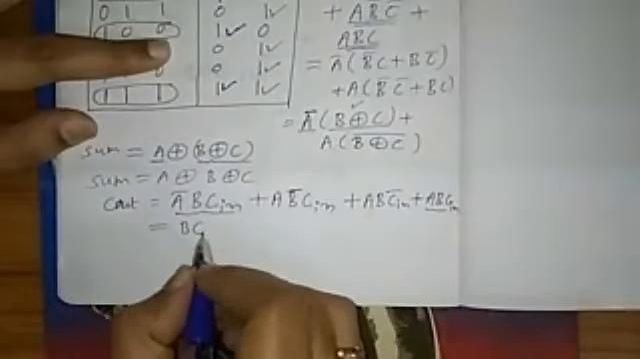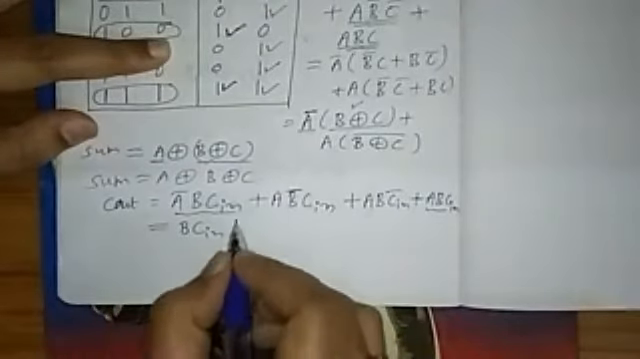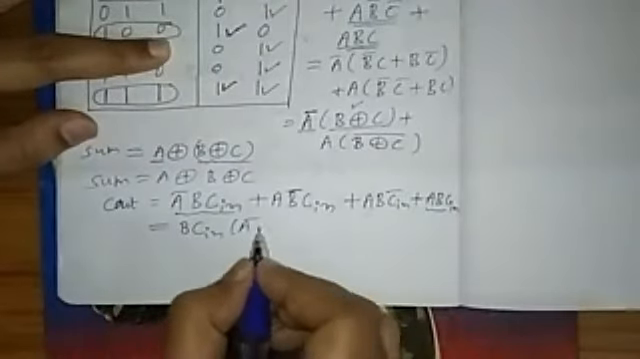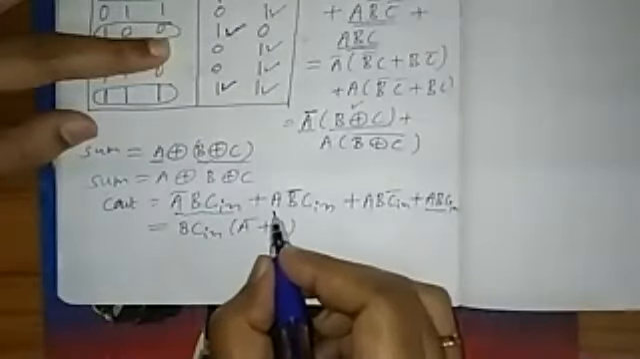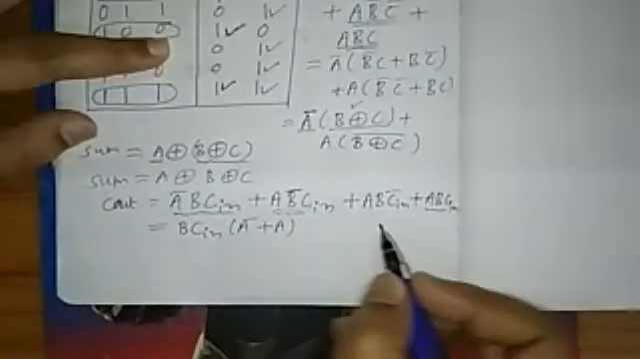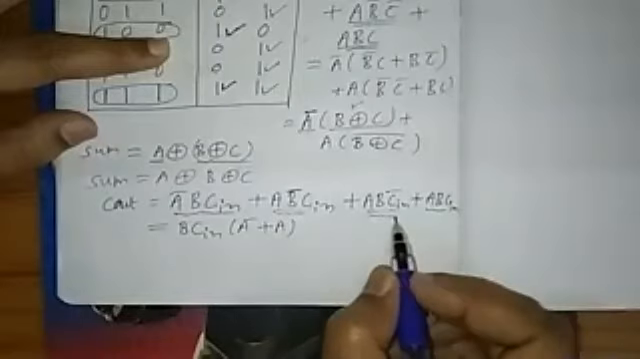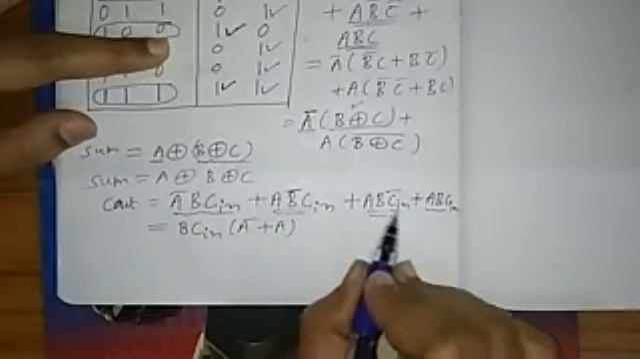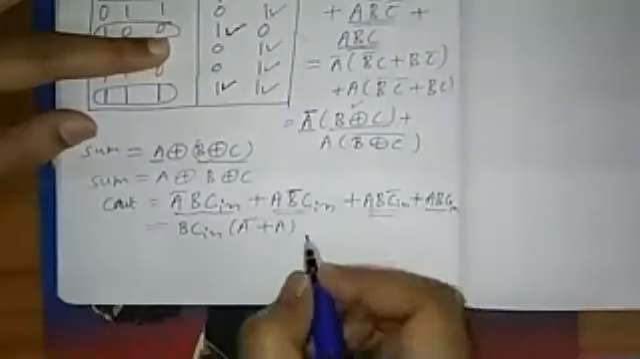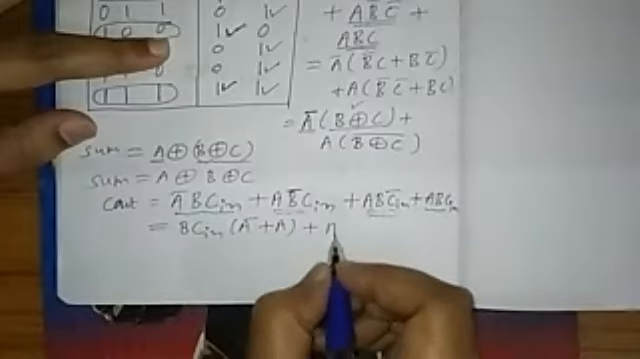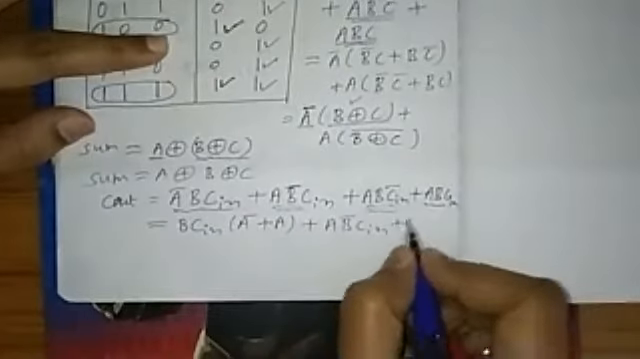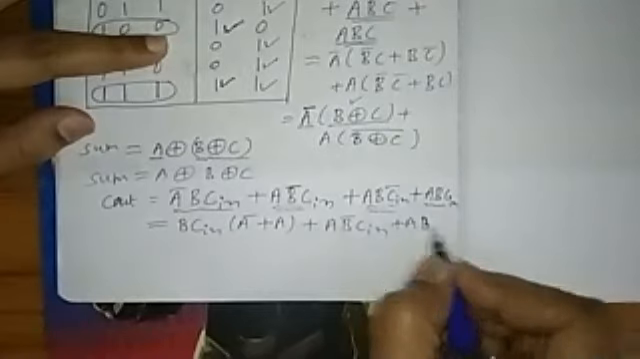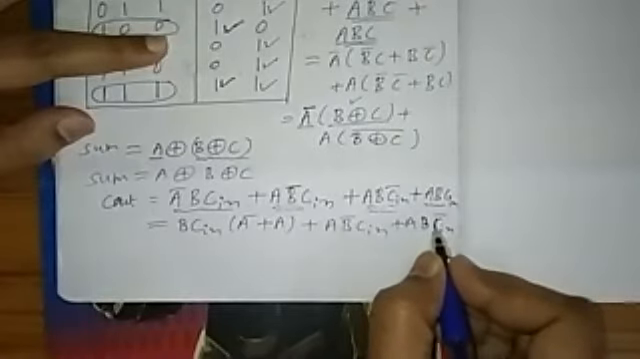If I take B common, A bar plus A. Now these two terms, I can take nothing common because these are all different, so let it be as it is. A B bar Cin, plus A B Cin bar.